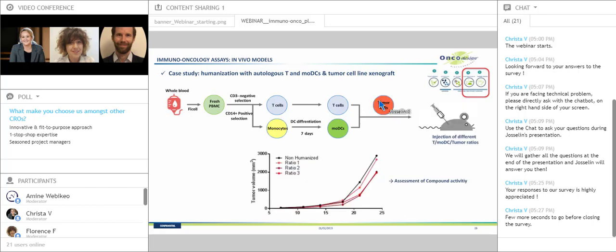And finally, we mixed these T cells and dendritic cells from the same donors with tumor cells, and we injected them subcutaneously into different mice at different ratios, and we followed up the tumor volume. On the graph, the black lines represent the tumor volume of mice that were not humanized, and you can see a decrease of the tumor growth with the highest ratio of dendritic cells that was used. In parallel, we tested the compound of the client, but this is unfortunately not something I can disclose in this presentation.